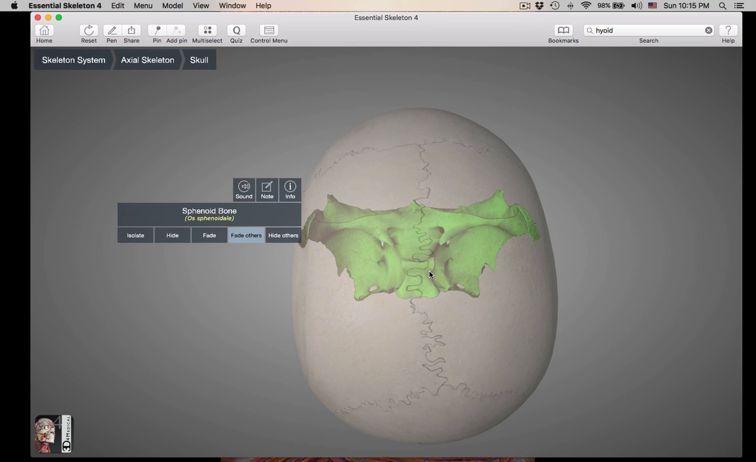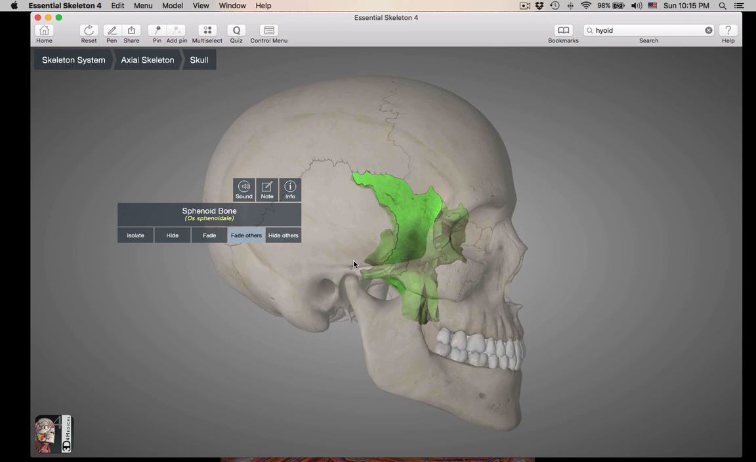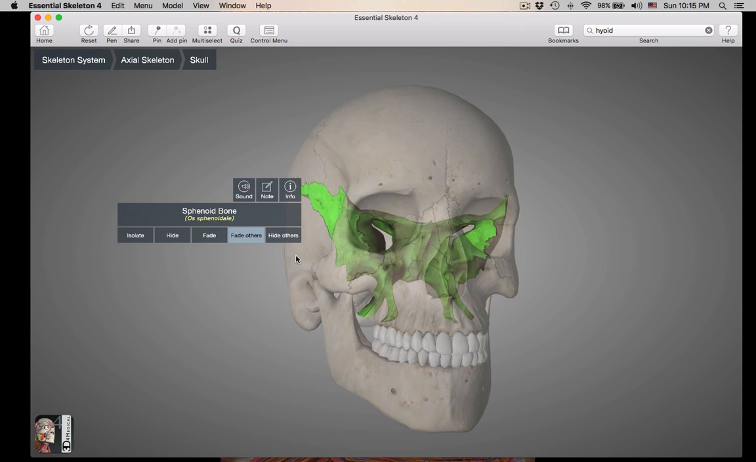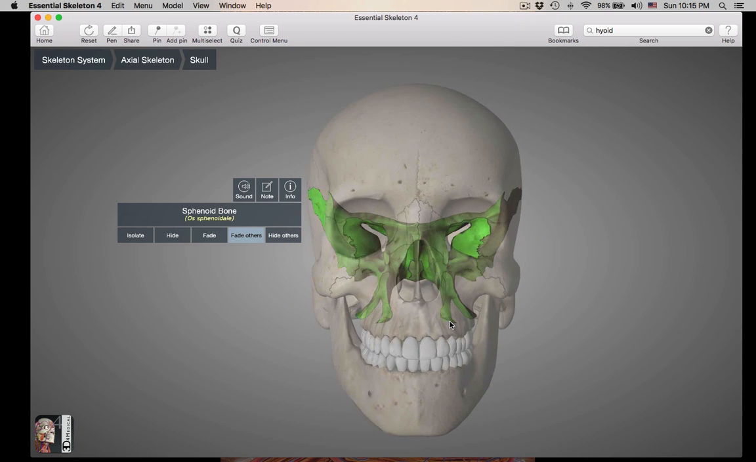I think that's basically it, we got the lesser wing, greater wing, optic canal, sella turcica, the pterygoid processes, and the superior and inferior orbital fissures. So we've got the sphenoid covered. So that is your sphenoid bone. Just make sure when you're studying the sphenoid you have a disarticulated one also so you can figure out this bone. It's not that hard once you figure it out.